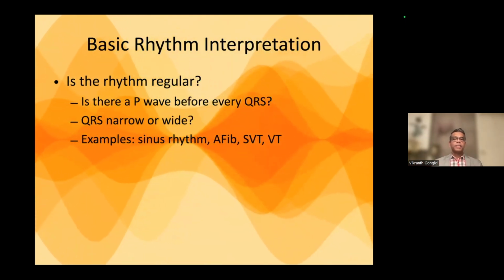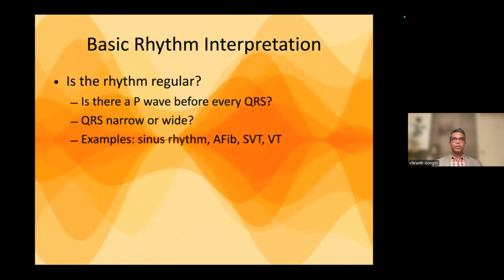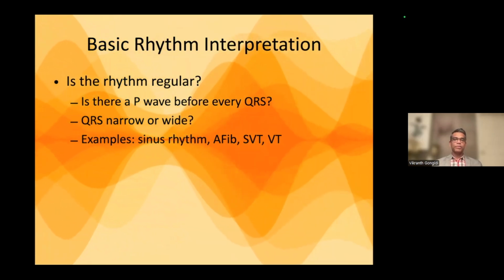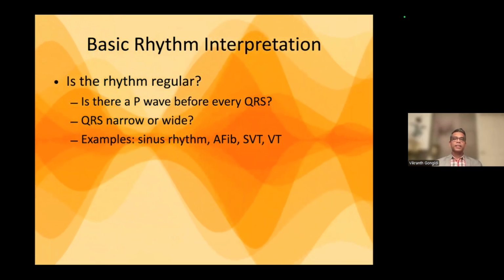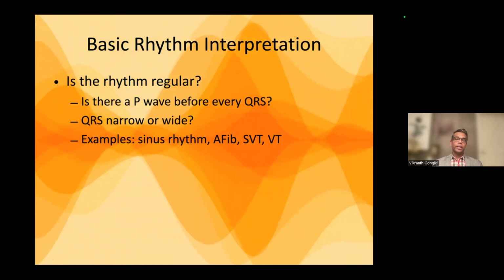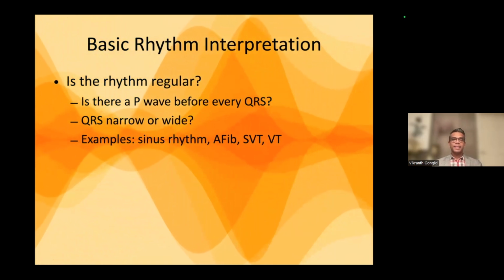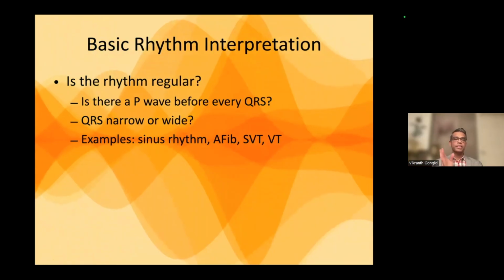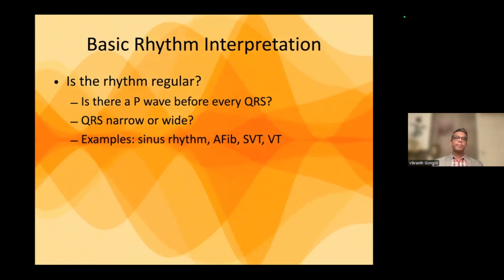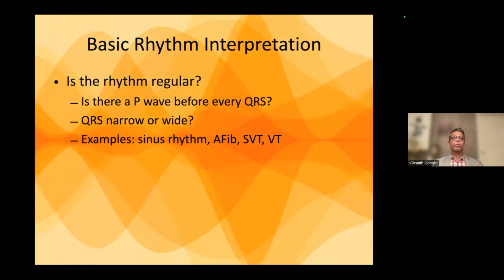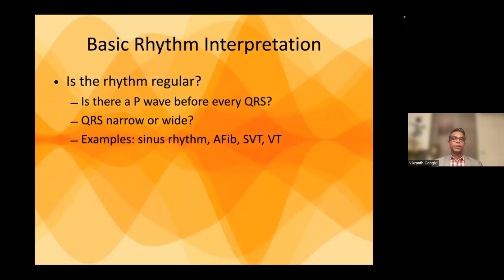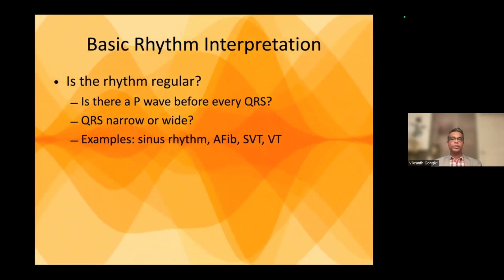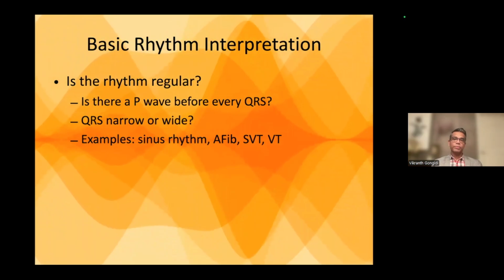So again, starting after you determine the rate and trying to figure out the axis: is the rhythm regular? Does it seem erratic, or does it seem like it has a metronome that's very steady? Is there a P wave before every QRS? Is the QRS narrow or is it wide? That's how you determine what kind of rhythm it is.